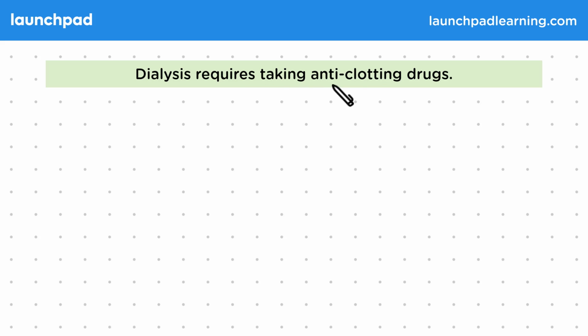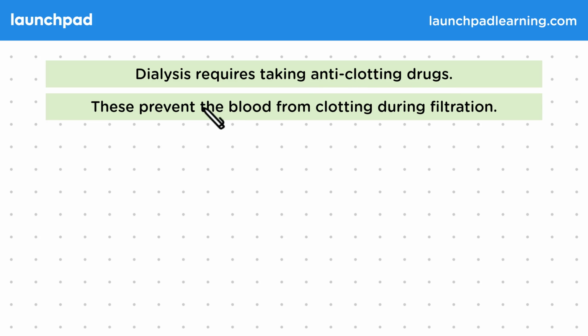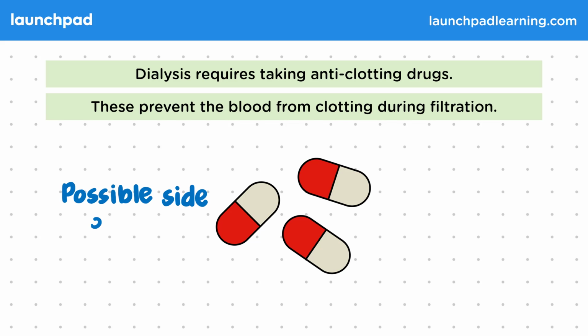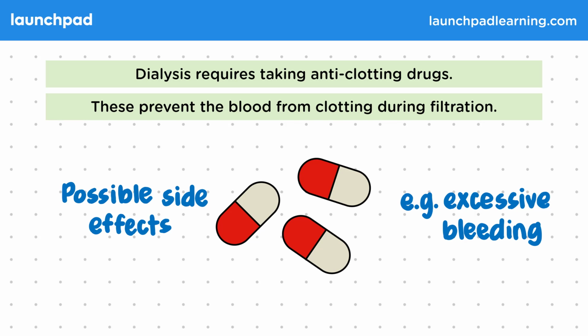Dialysis requires taking anti-clotting drugs. These prevent the blood from clotting during filtration. Clotting means the clumping of blood. A possible side effect of taking anti-clotting medication could be excessive bleeding from cuts and wounds.